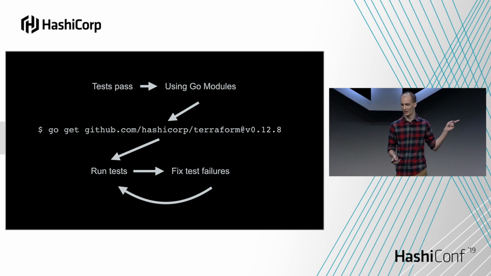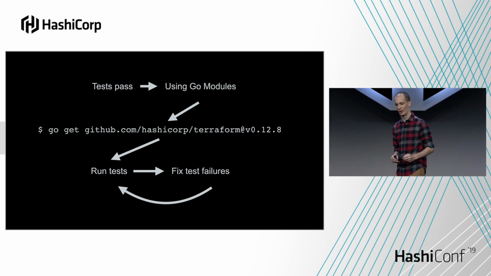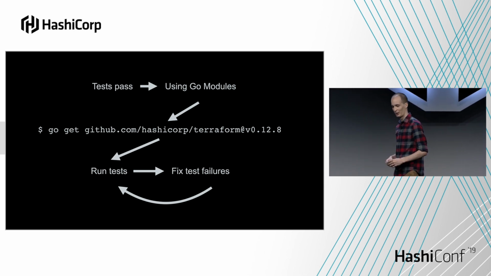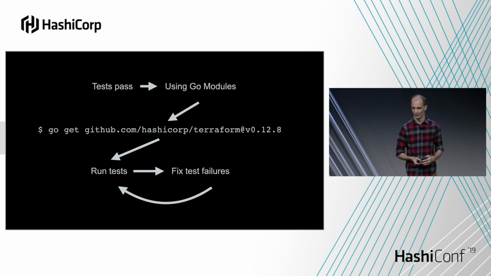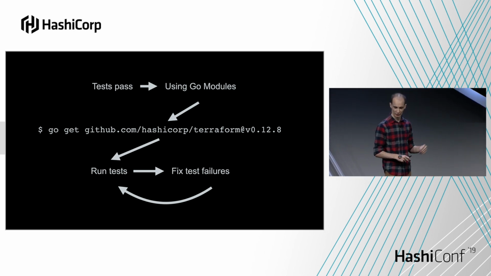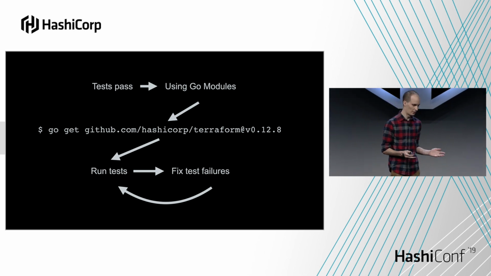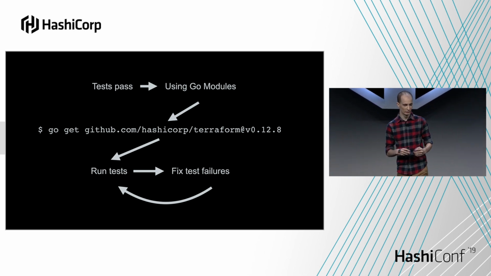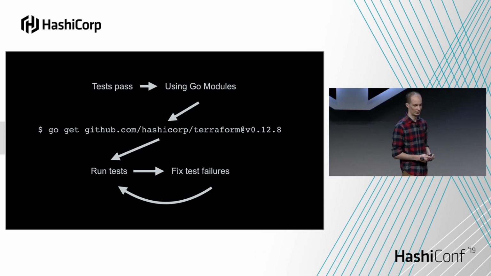You want to make sure your tests pass and that you have tests. You want to upgrade to use Go modules. That's not strictly required, but it's a good idea. Just do that, please. You're going to go get github.com/hashicorp/terraform at v0.12.8. You're going to run your tests, and you're going to fix the test failures that come up, because there may be some. And then you're going to run the tests again, and keep cycling between those last two steps as many times as necessary. And that's what I want to talk about today.